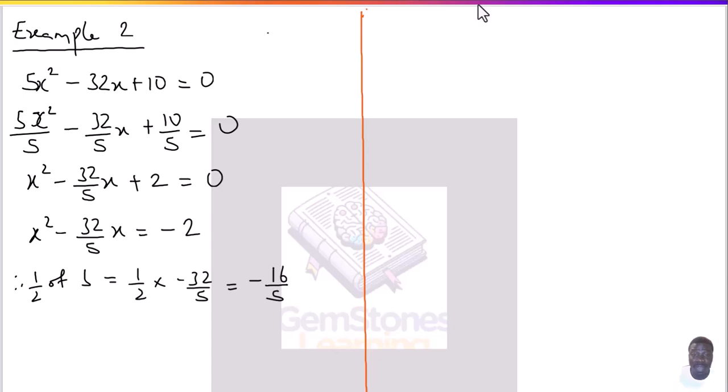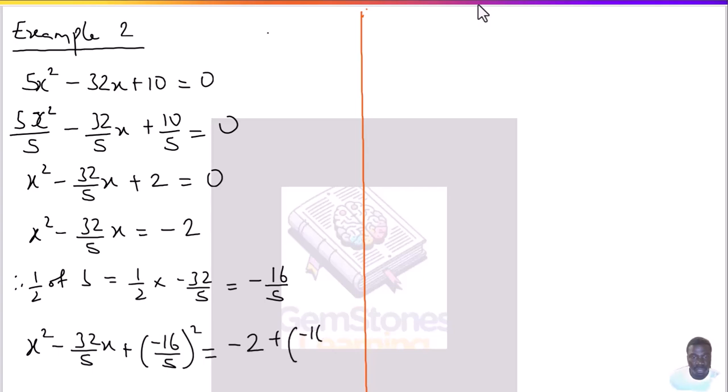Remember, we have to add the square of this to both sides. That makes it x squared minus 32 over 5 x plus negative 16 over 5 all squared is equal to negative 2 plus negative 16 over 5 all squared. So now we factorize, remember, factorize the left.